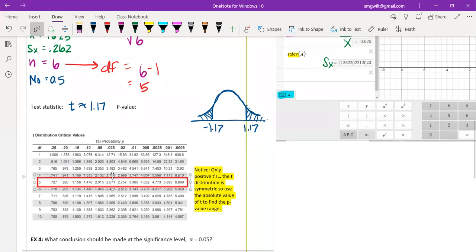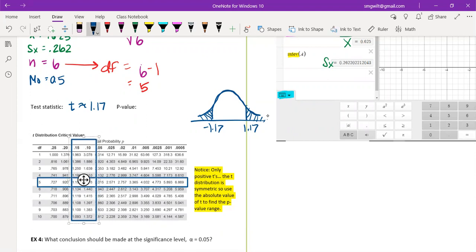And so when we're looking at this, we're trying to figure out, okay, what is the closest value to t that we have? So t is 1.17. So I have 1.156 and 1.476. So that means that t is somewhere between those two values, because our t value is somewhere between them. Okay, so what that means is that the p-value is somewhere between those two numbers.